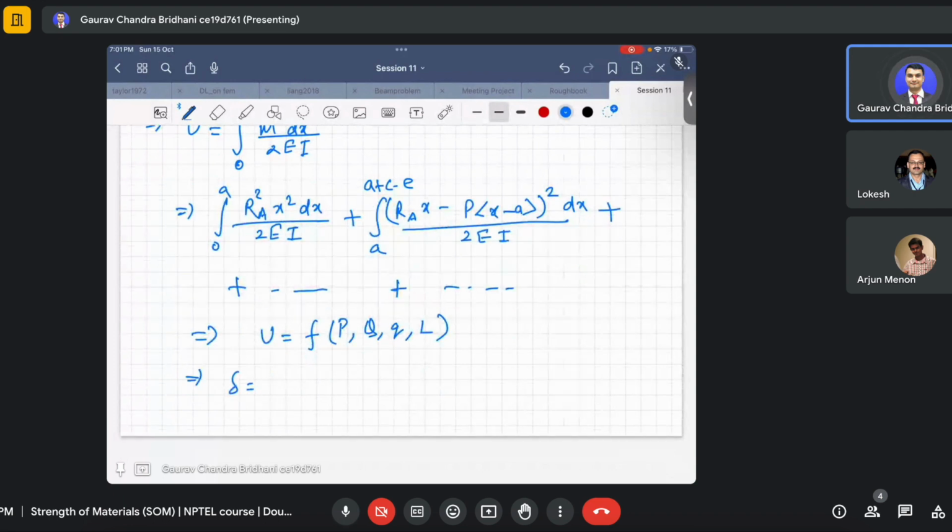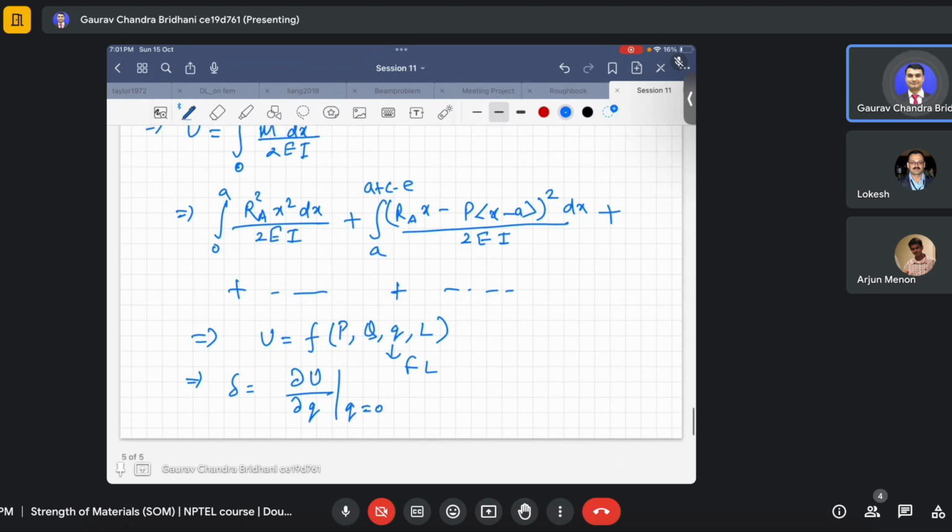For defining deflection, we will say dou u by dou small q. Why small q? Because in our case this is the fictitious load Fl, okay. So I'll differentiate with respect to small q, and then I'll put small q as 0, okay. So that is the way to find the deflection.